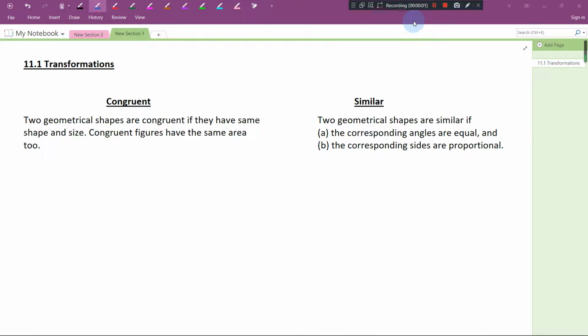Hi everybody, in this video let's look at transformations. So in this chapter you will be only focusing on isometric transformations. It means that after the transformation, the image will have exactly the same shape and same size as the object.